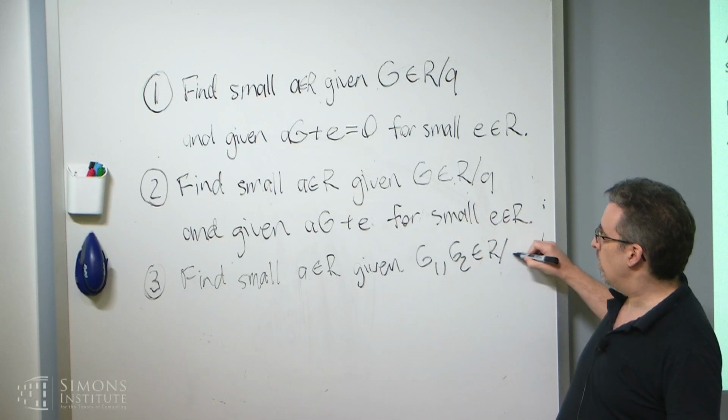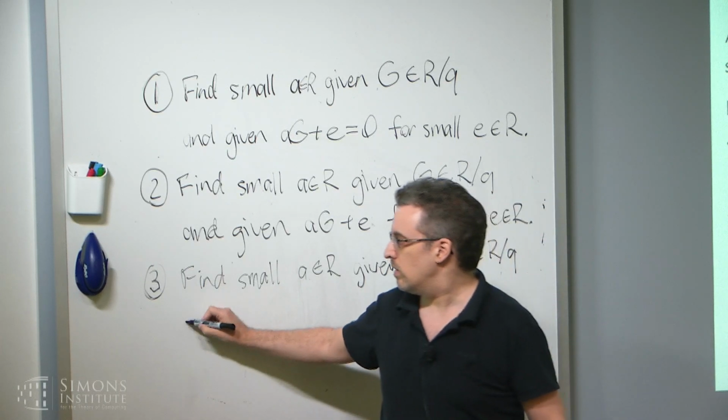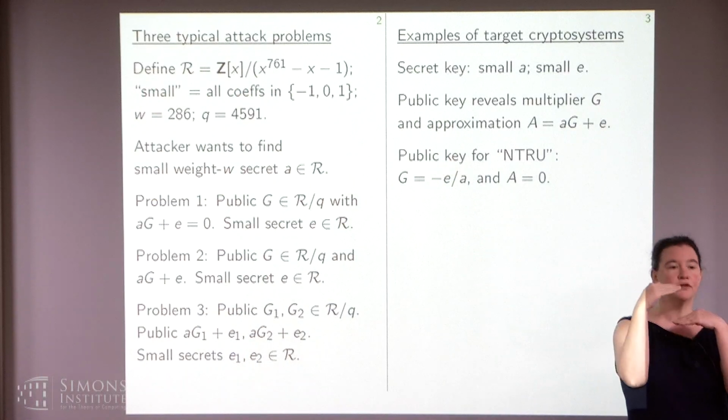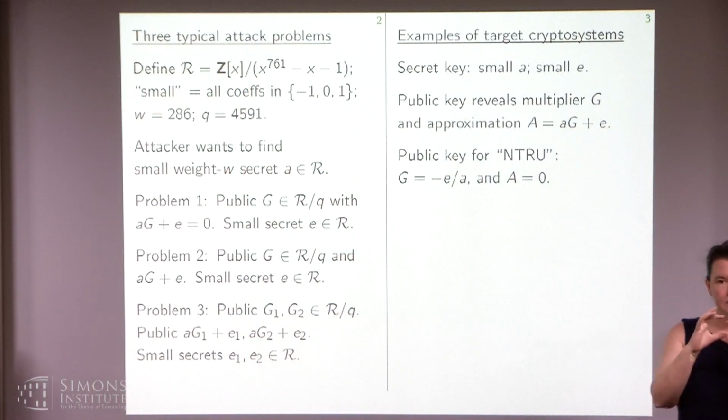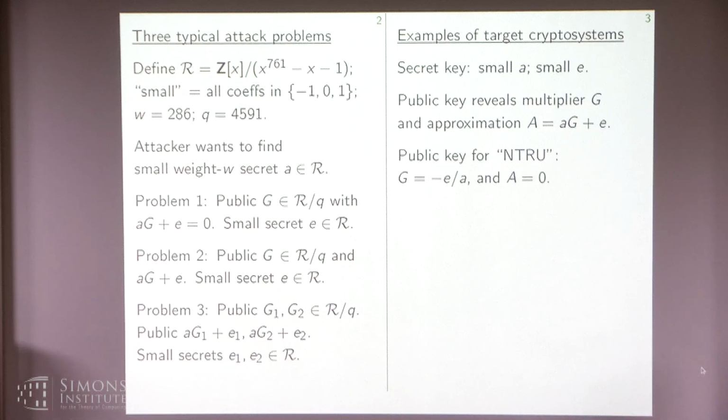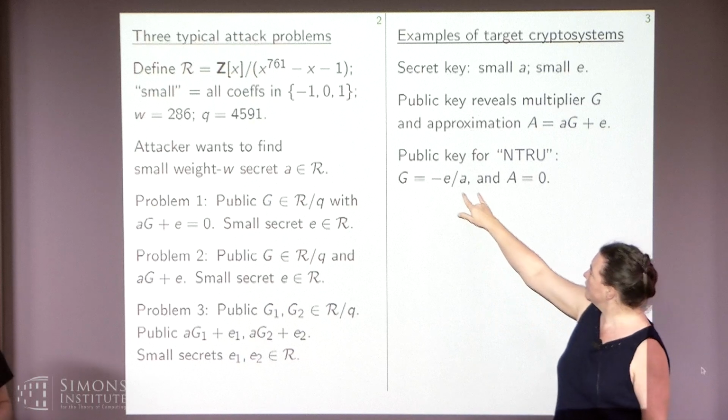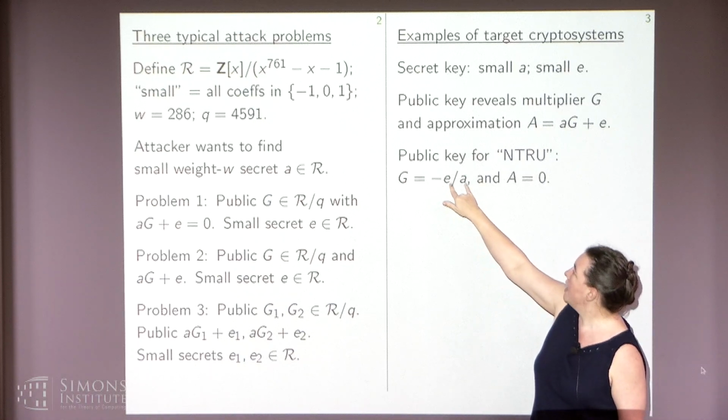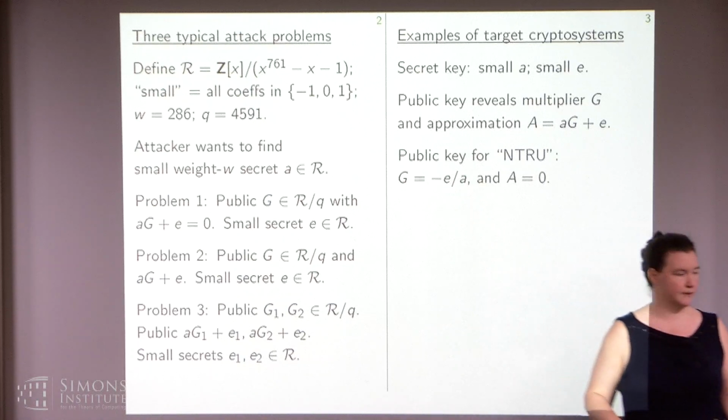And the G, the public value given, is the fraction of two small entries. So A is the thing which is small and controlled in weight, and E is the one which is just small. And then you're given, well, okay, there's a minus sign here, who cares? But it's a fraction of those two things.